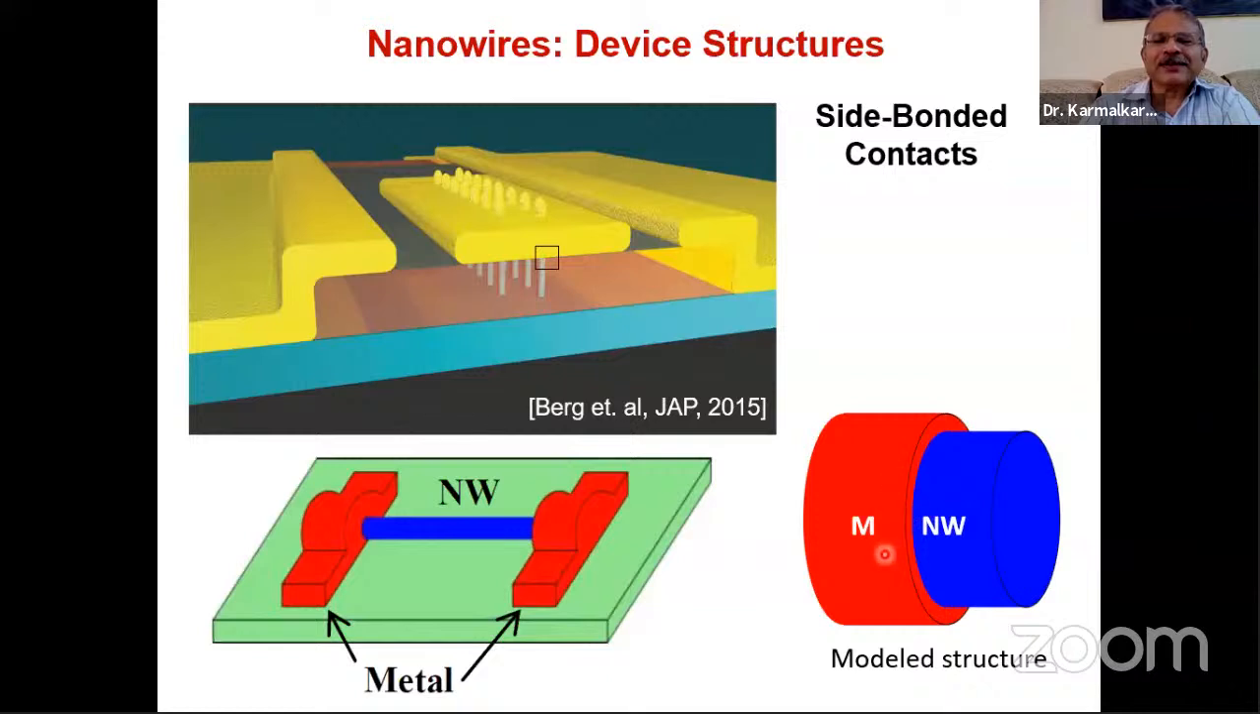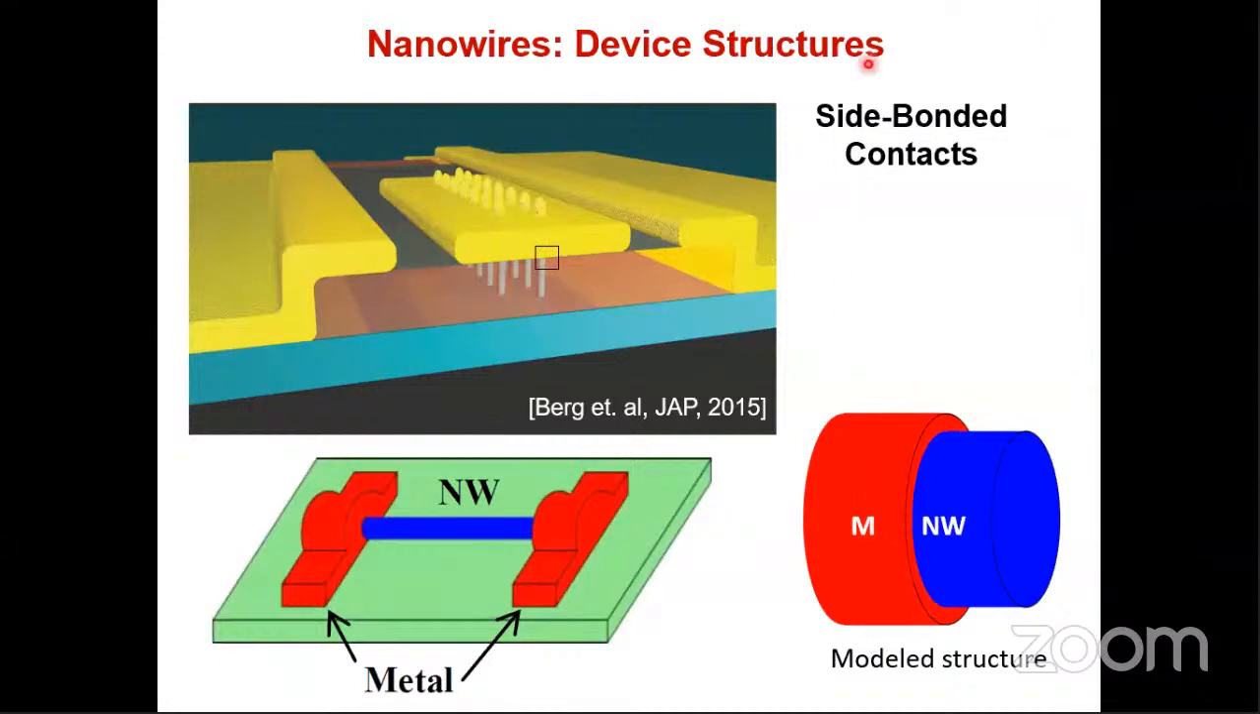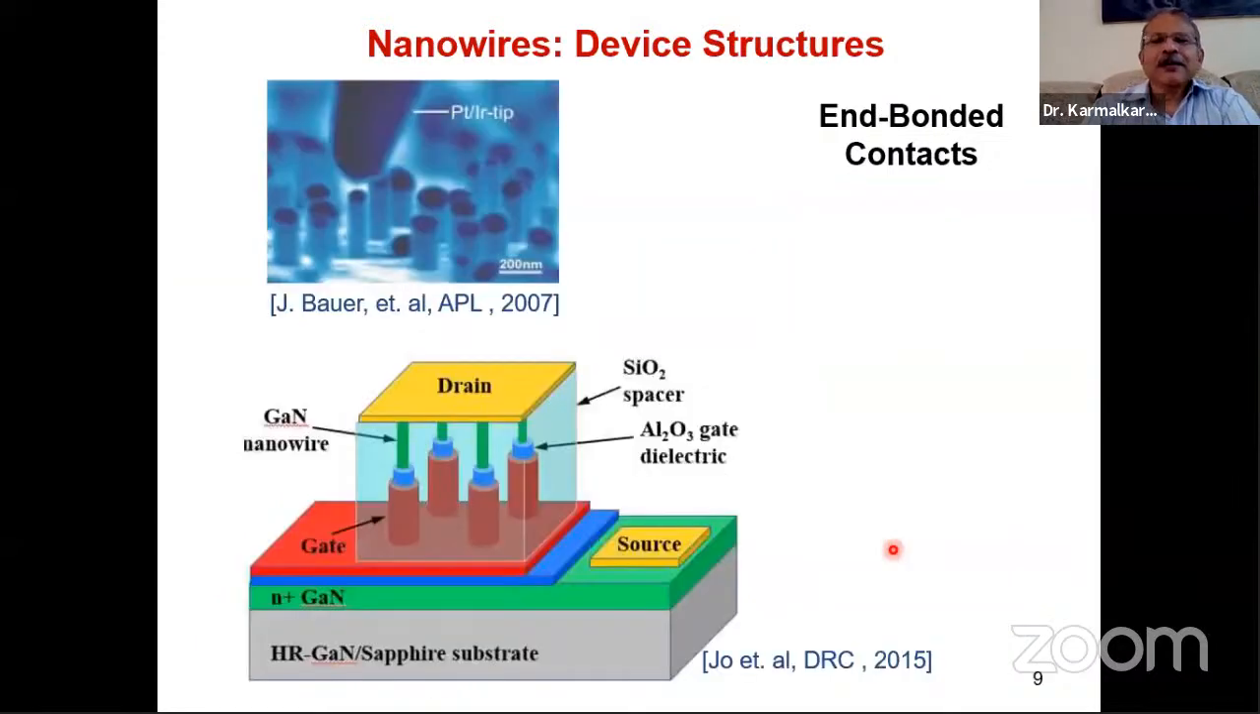Now, for modeling purposes, one makes a simplified diagram where this is the wire and surrounding the wire, you have the metal. This is an example of a side bonded contact. And then this is used for analysis. Now let's look at end bonded contacts. So here is an example of an end bonded contact. These are because the contact is being made at the end of the wire. Similarly, the substrate is making an end bonded contact to the vertical wire.